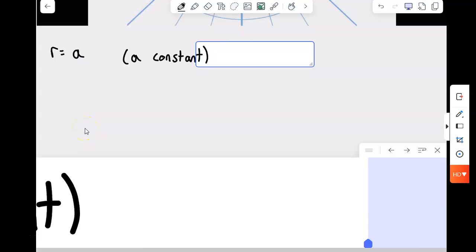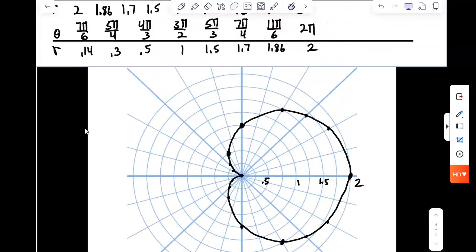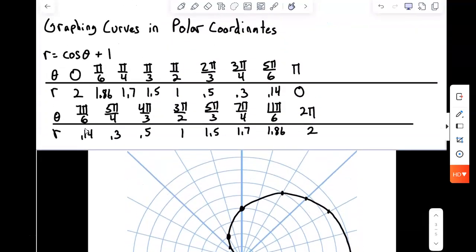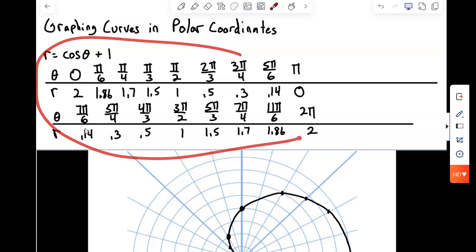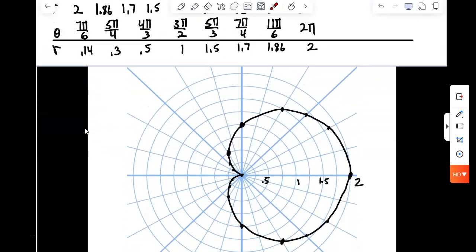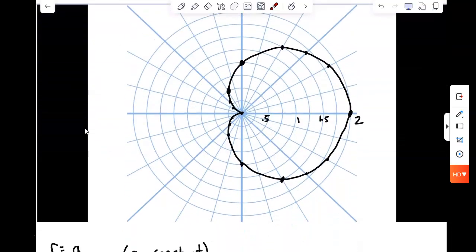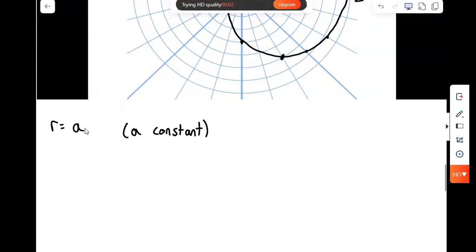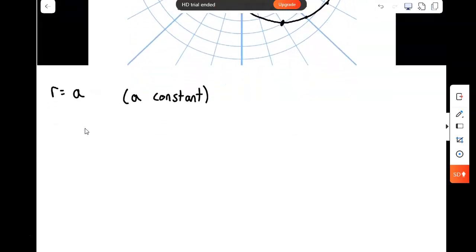All right, welcome back. So last time we looked at an example where we went through, heavily with plotting points, to help us get a feeling for what the curve looked like. And we actually get this shape here. And this is again a shape of what's called a cardioid. This cardioid shape, kind of a heart shape. So we're going to look at a couple that are a little easier.